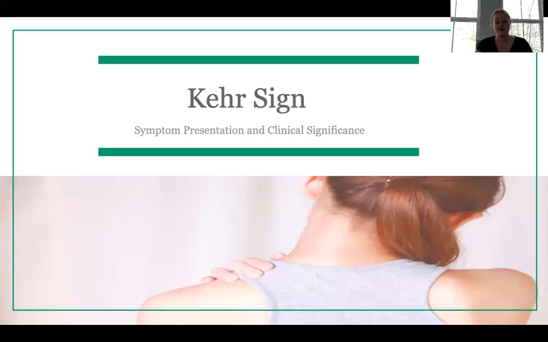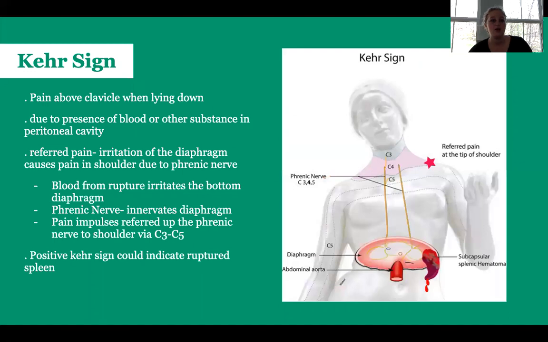Okay, Kehr's sign. This patient tested positive for Kehr's sign, and Kehr's sign is a major indicator of a ruptured spleen. This patient complained of pain in his left shoulder above the clavicle when he was lying down. This is a case of referred pain. Your diaphragm is innervated by the phrenic nerve, and the phrenic nerve runs all the way up through C3 to C5. So when your diaphragm experiences pain, you experience it in your left shoulder because there's not a lot of pain receptors in your abdomen.